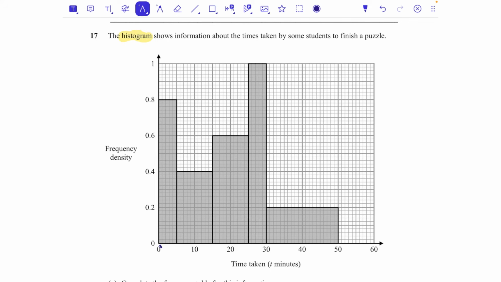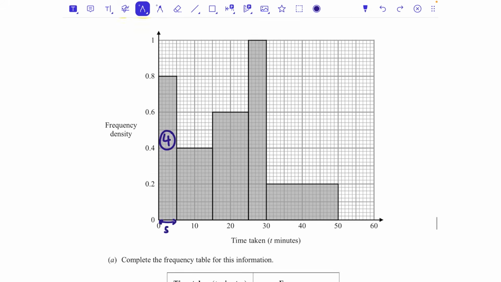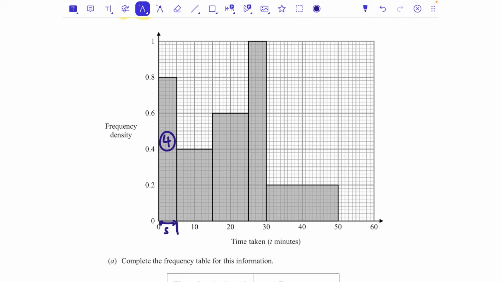So for this first bar, it has a width, a base of 5, and a height of 0.8. So I'm going to do 5 times 0.8, which gives me an area of 4. So the frequency of that bar is 4, which matches up with here, so I'm happy with that. For the next bar, I'm going from 5 to 15. So this bar has a width of 10 and a height of 0.4, which is also 4. So those two bars actually have the same area. For the next one, it has a width of 10 and a height of 0.6. So that one has a frequency of 6.